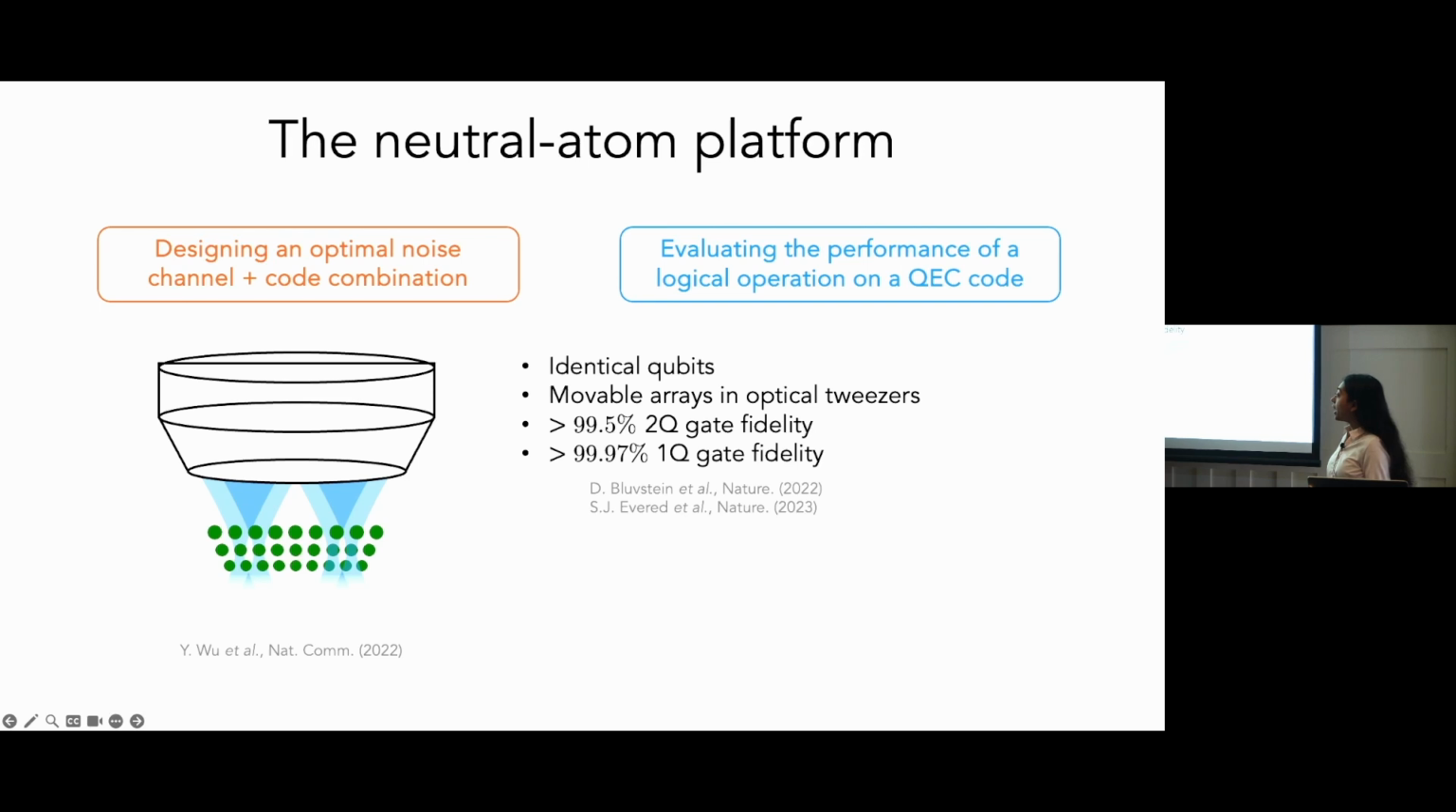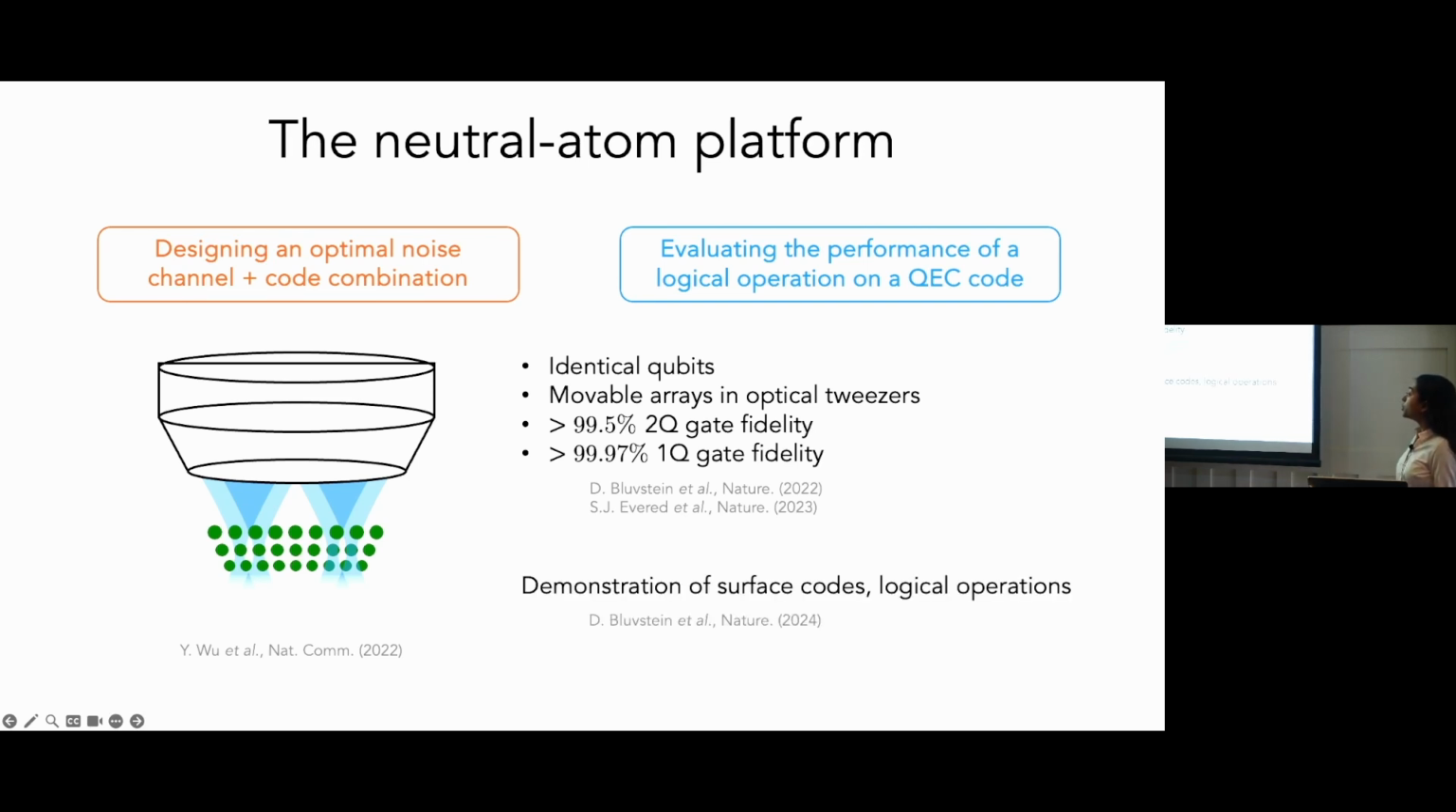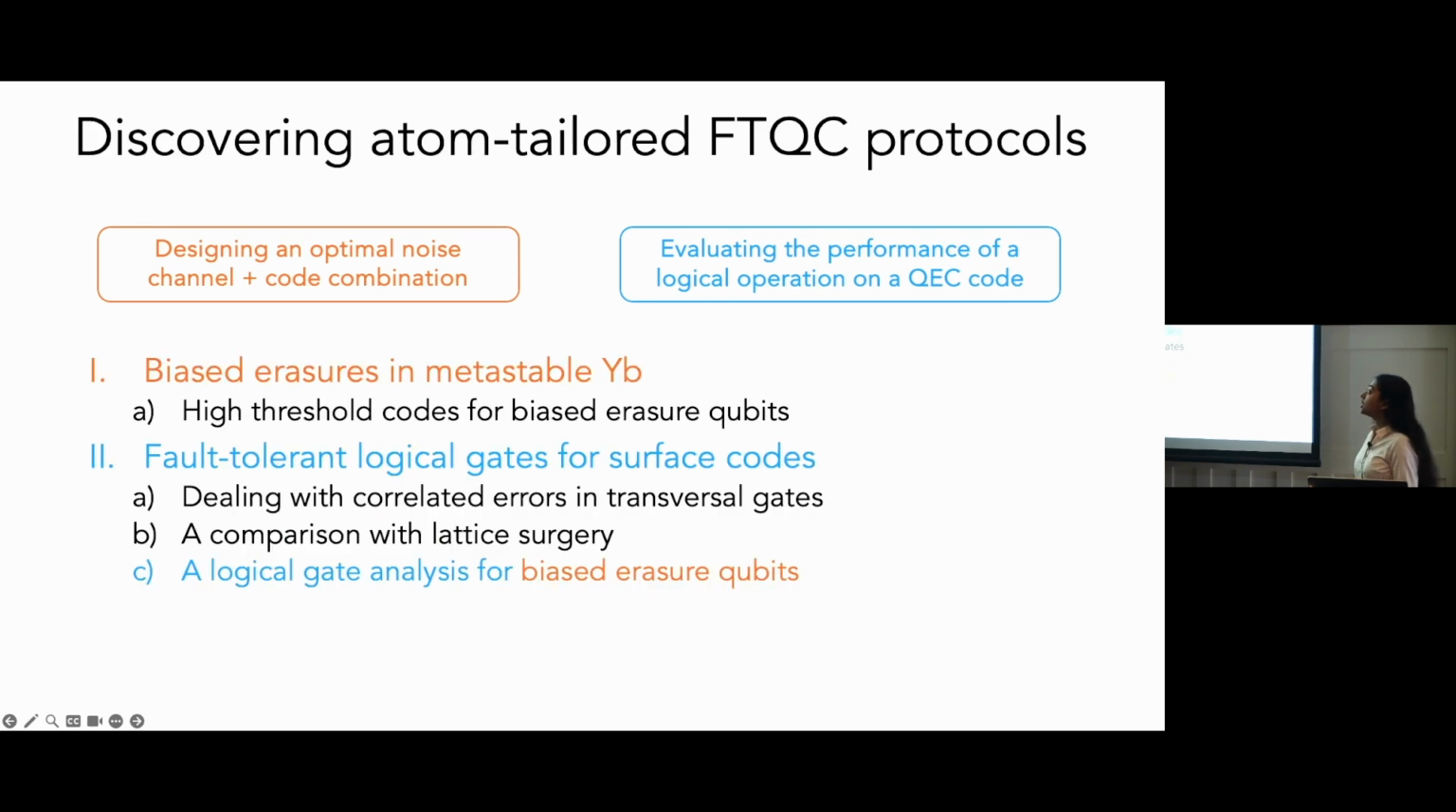In recent years, there's been some exciting work showing high fidelity qubit entangling gates, both 2-qubit and 1-qubit. And even more recently, there was this nice paper from Harvard which shows a demonstration of many error correcting codes and logical operations. So in this context, let's try to provide an answer to these two questions.